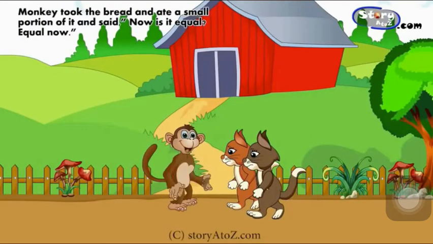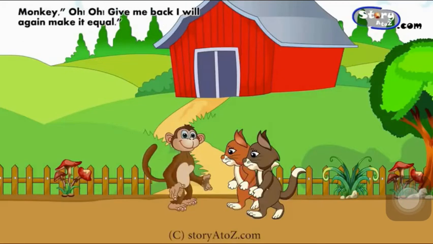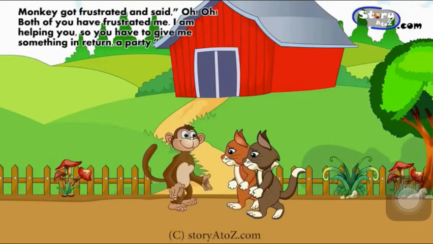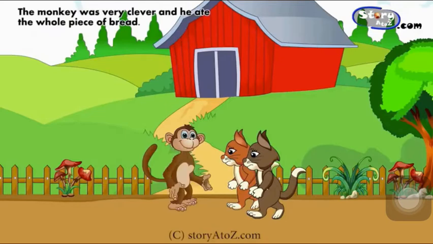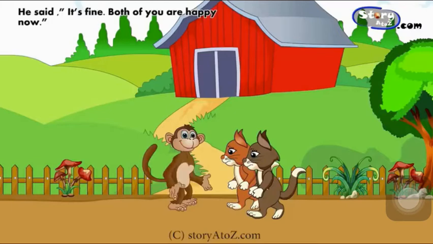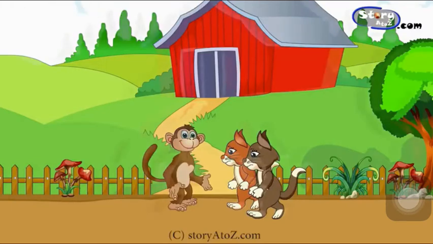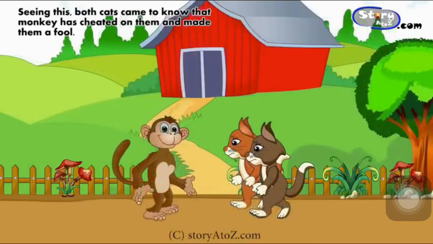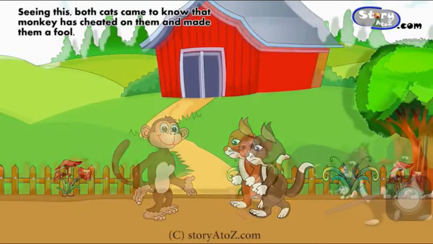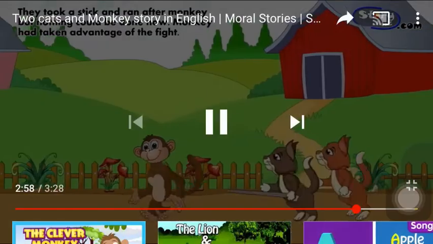Monkey took the bread and ate a small portion of it and said, Now it's equal. Now Brownie has larger. I see. I will make it equal again. And he ate a small portion again. Again, Blackie's piece is larger. Oh no! Both of you have frustrated me. I am doing great help of you. You should give me party after that. The monkey was very clever. He ate the whole piece of bread and said, I think now everything is fine. Saying this, both cats realized that monkey has cheated them and made them a fool. They took a stick and ran after monkey, but nothing can be done now.